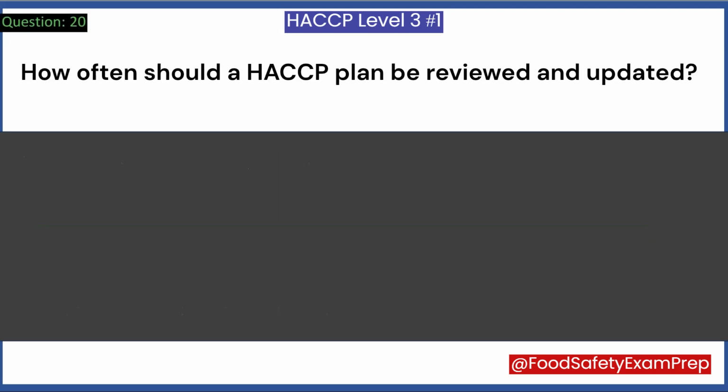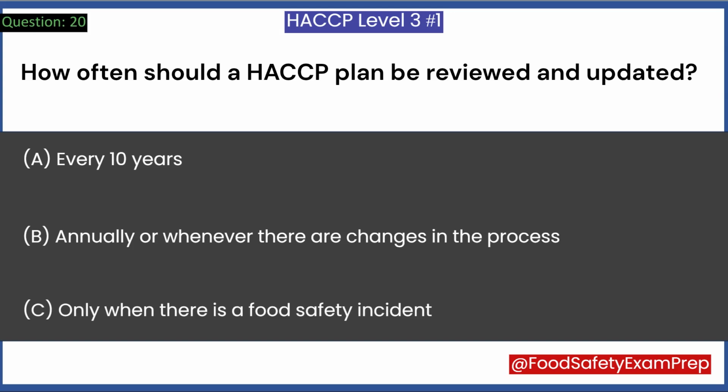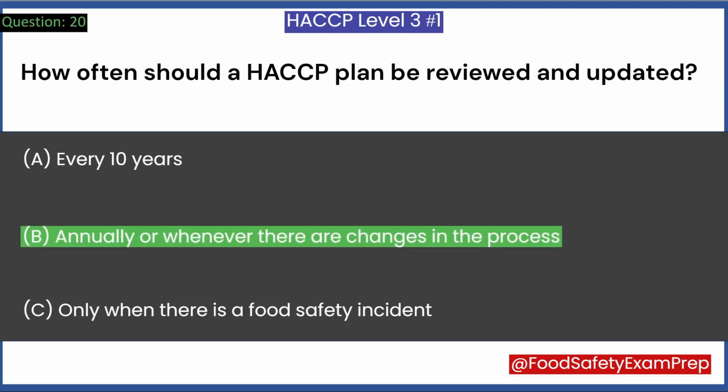How often should a HACCP plan be reviewed and updated? A. Every 10 years. B. Annually or whenever there are changes in the process. C. Only when there is a food safety incident. Answer: B. Annually or whenever there are changes in the process.